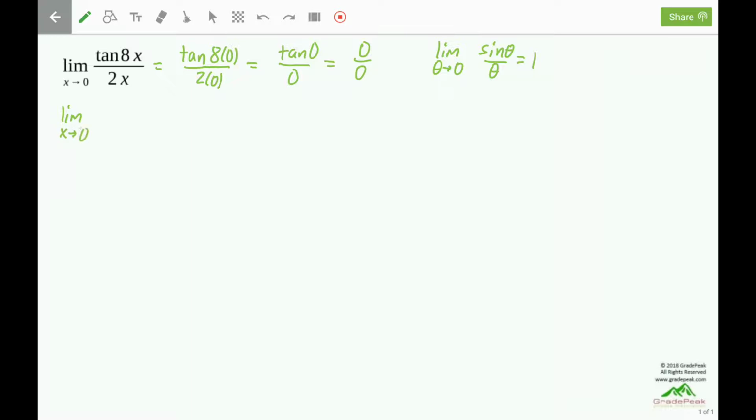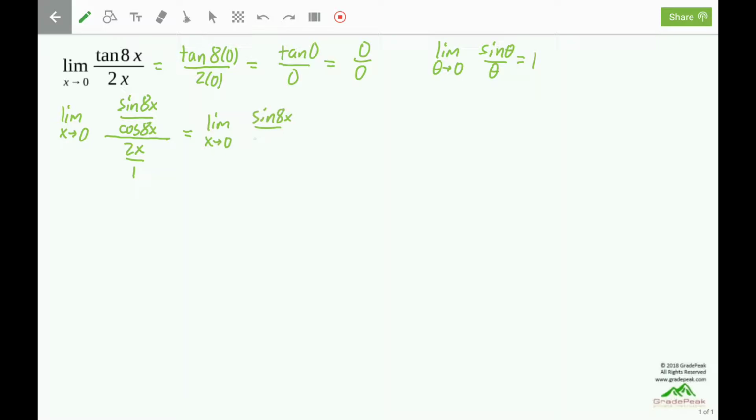So what we're going to do is take the tangent and rewrite it as sine and cosine. Tangent is sine divided by cosine, because we need to isolate the sine functions. This is divided by 2x. Now, since we have a fraction in the numerator, we're going to want to turn the denominator into a fraction by putting it over 1, so that we can reciprocate and multiply.